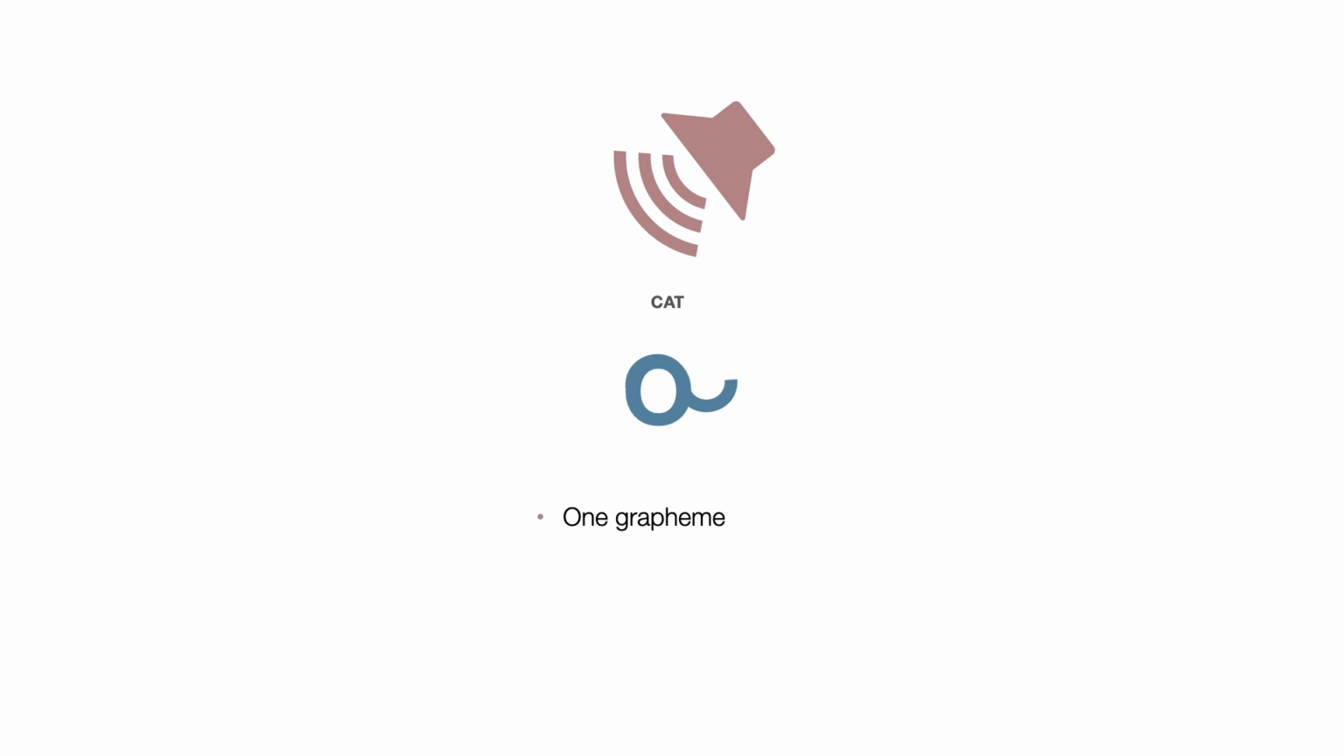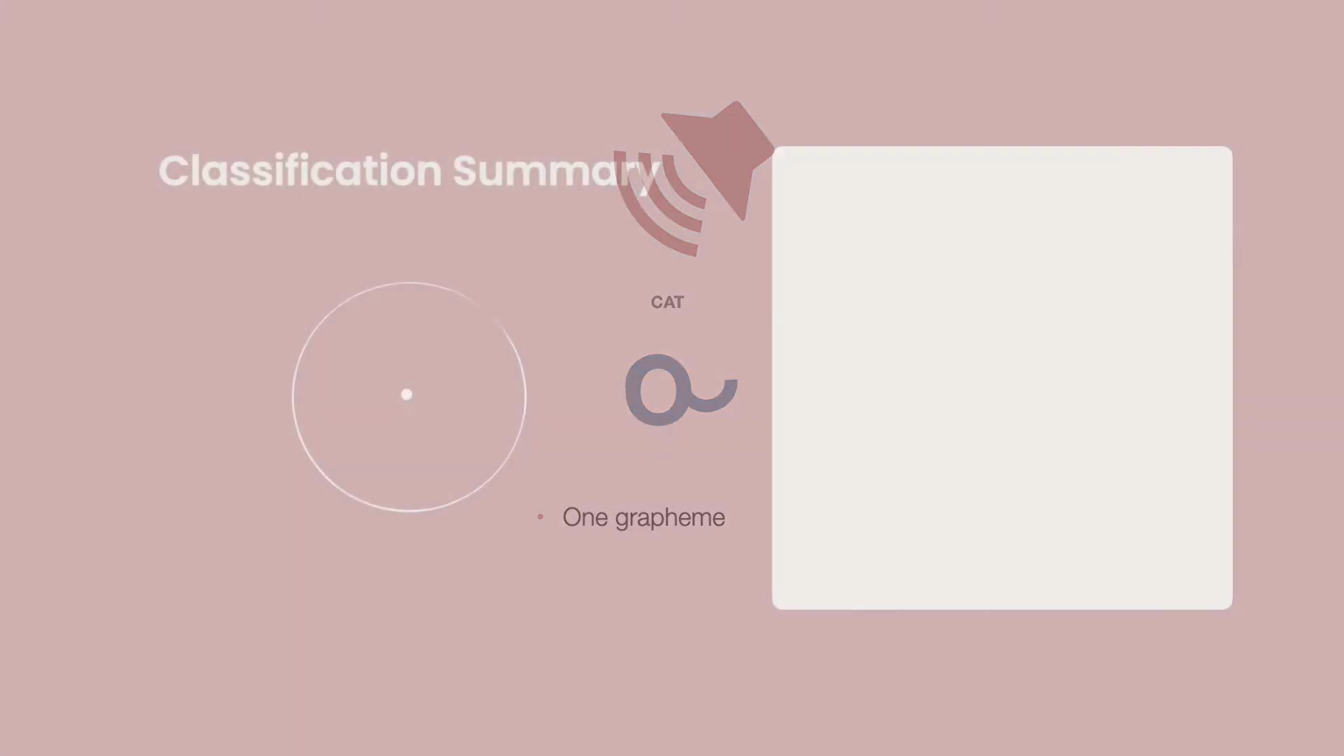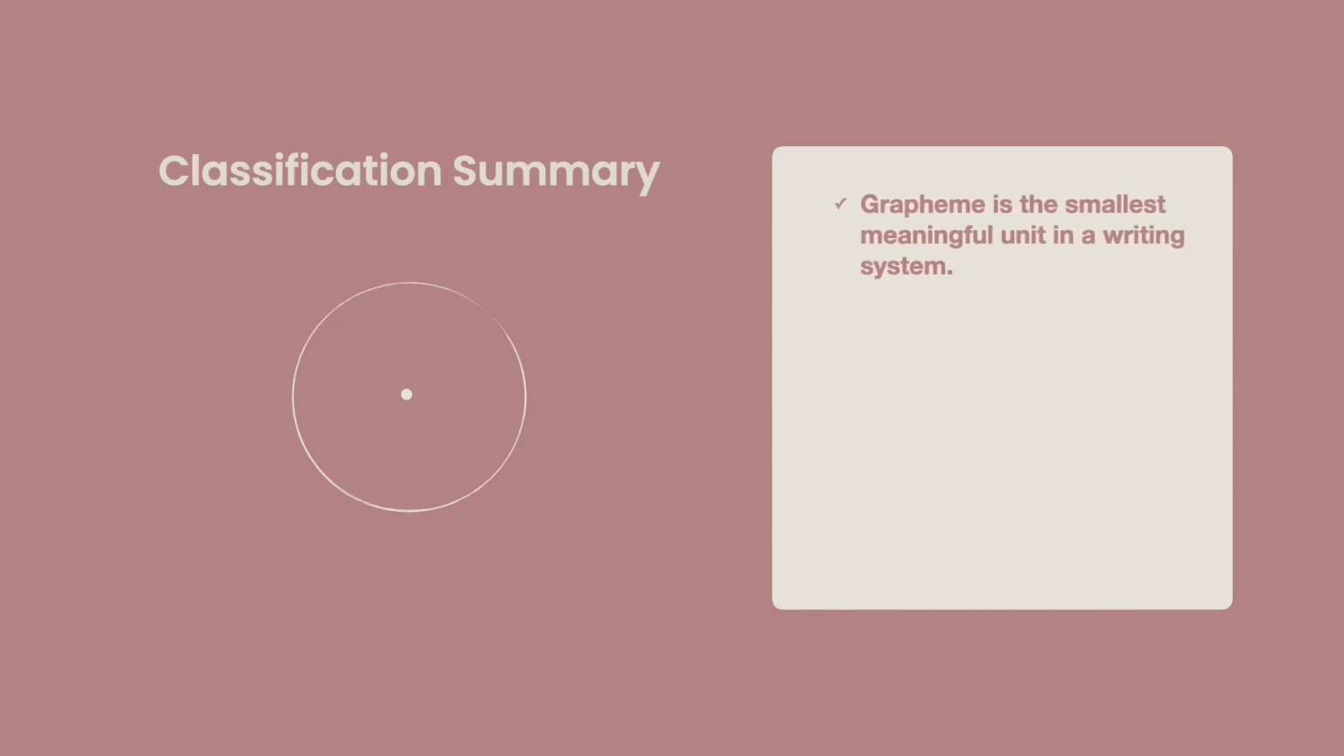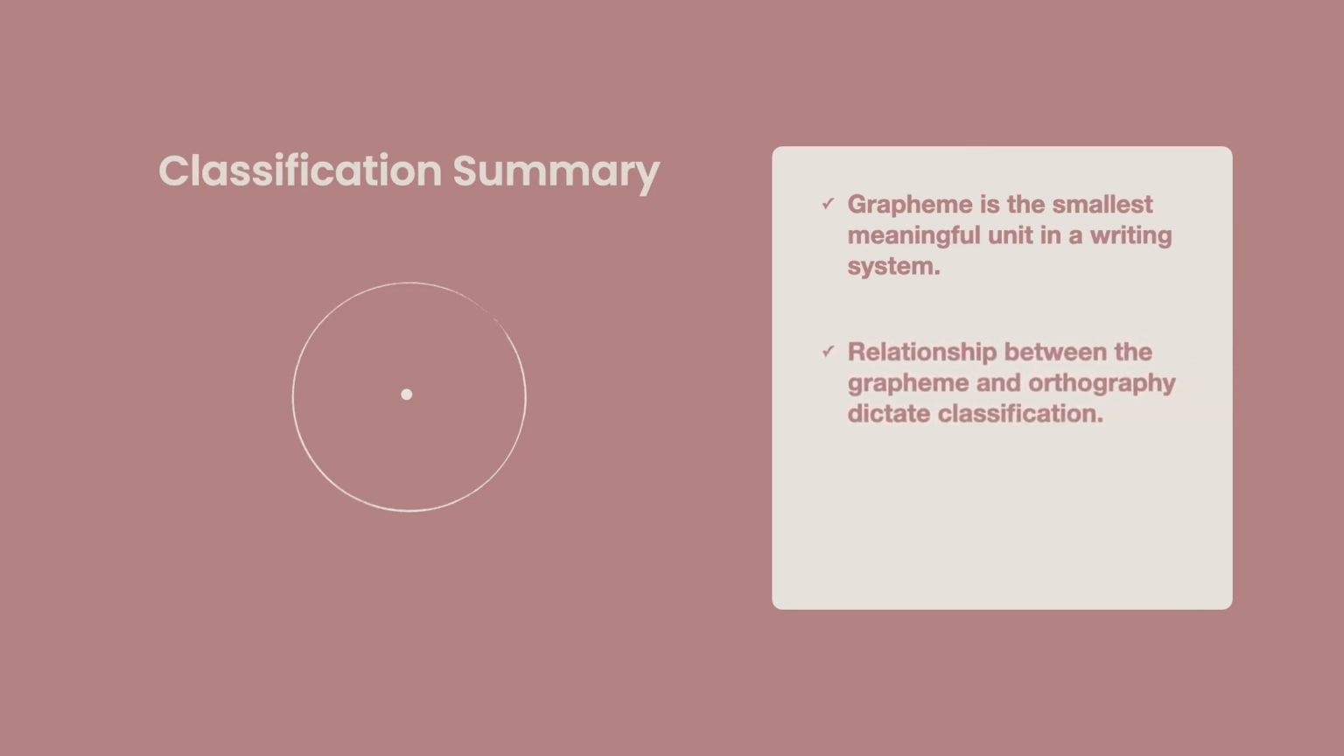Now, all these examples are extremes, but they are used this way to help you learn how to identify the distinctions within different writing systems. To summarize, graphemes are the smallest meaningful contrastive unit in a writing system. The relationship between the graphemes and orthography dictate how a writing system is classified. Generally, writing systems are not purely of one type.